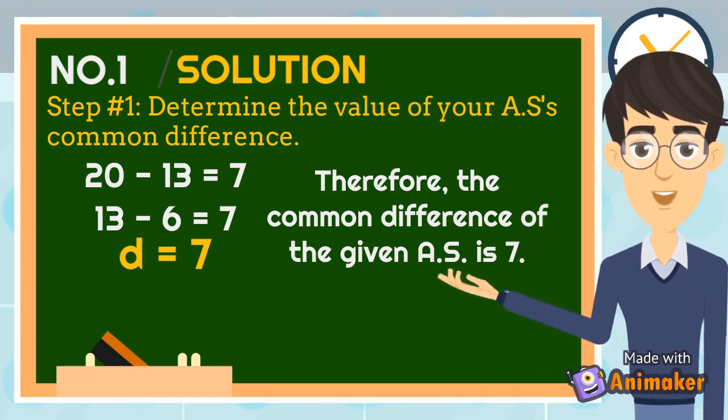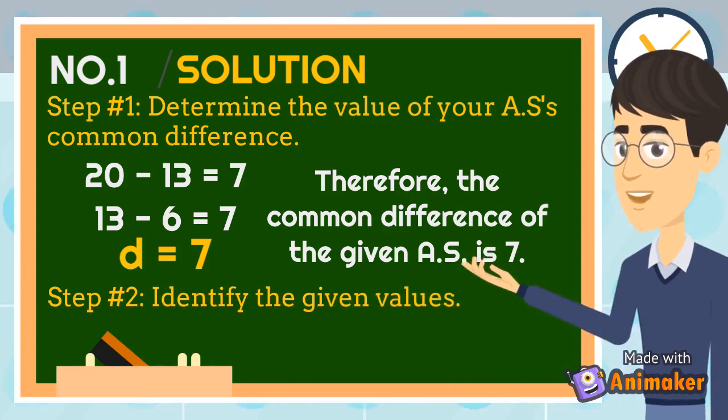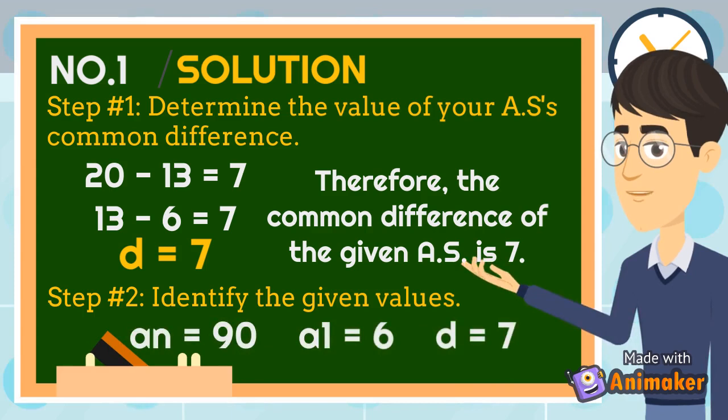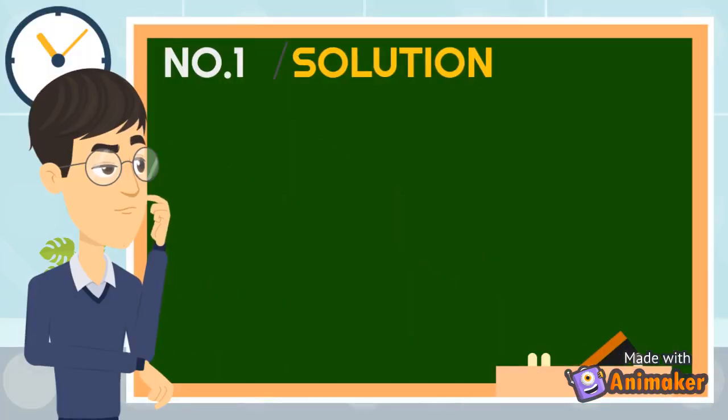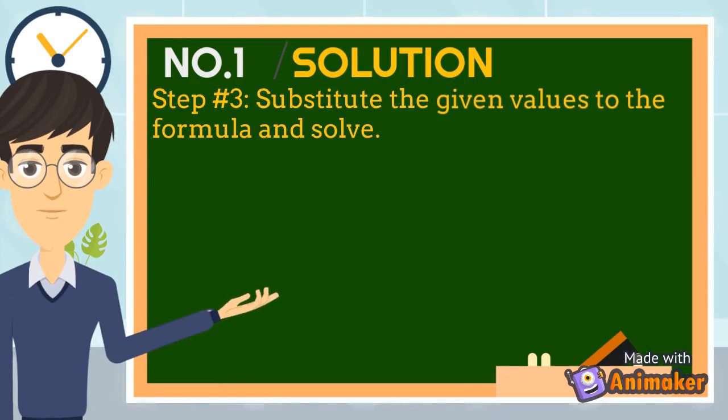Let us now continue with the second step of our solution for the first example. This time, we need to identify all the given values. Going back to our sequence, we have a sub n, or the last term, which is 90. Next, we have the first term, or a sub 1, and that is 6. Lastly, the common difference, which is equal to 7, coming from our previous step. This time, for our final step, we will substitute all the given values to our formula and start solving.